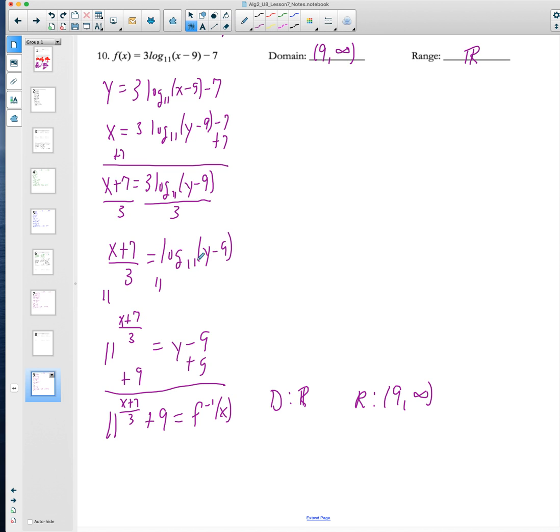Now once again, the inverse to log base 11 is base 11. So we're going to exponentiate both sides with base 11. So that gives me 11 to the power of (x plus 7) divided by 3 equals, and remember, base 11 and log base 11 are inverses, that equals 1. That leaves us with y minus 9. And I simply add 9 to both sides to get my inverse function of 11 to the power of (x plus 7) divided by 3, plus 9. And the domain for that function is all real numbers, and the range is 9 to infinity.